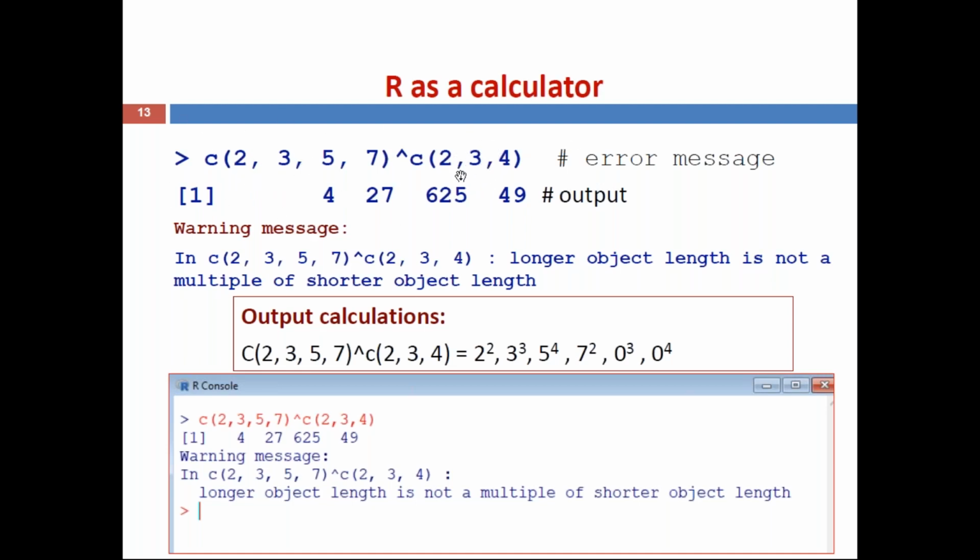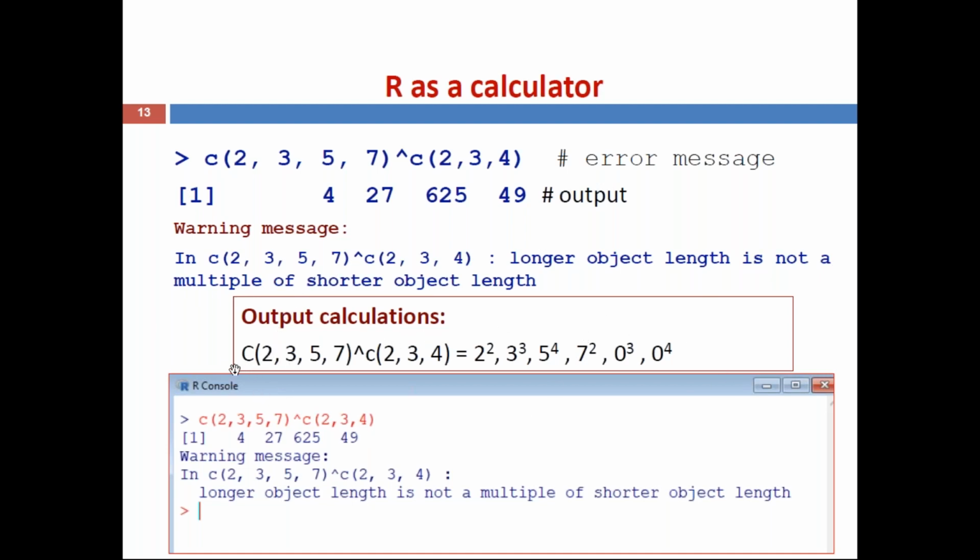Now c(2, 3, 4) is of size 3. So 3 plus 3, 6 values are required. But here you can see only 4 values are there. 2 values are missing. So whenever you execute this command, you will get an error message. The warning message for c(2, 3, 5, 7) power c(2, 3, 4) says: longer object length is not a multiple of shorter object length. So this message was displayed.